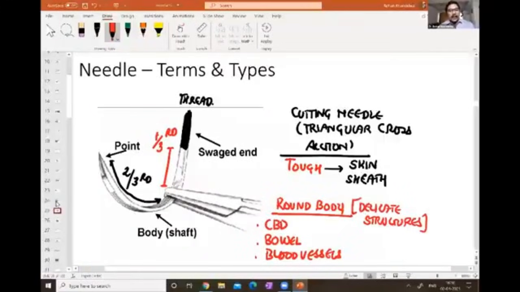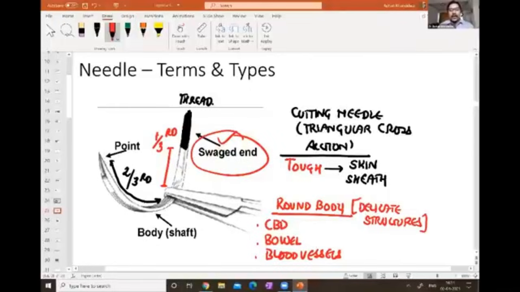A needle has three parts. You have the pointed end, you have the body, and you have the swaged end. It is not swag, it is swaged. This is what was asked in the exam, swaged end. The swaged end is where the thread is attached. And you can have two types of needles. You can have a cutting and you can have a round body needle.